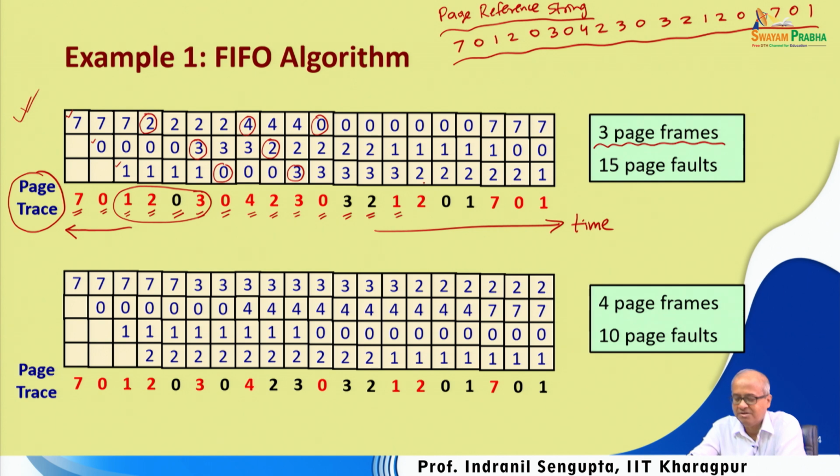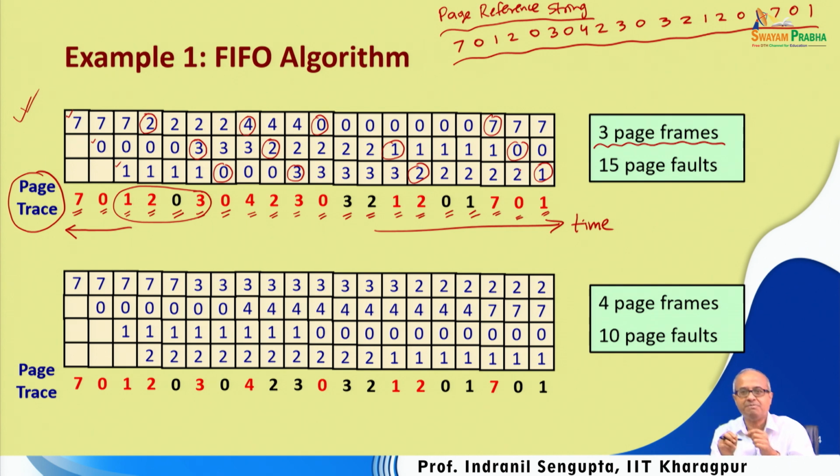Next is 1, so replace 2 and bring in 1. For 2, replace 3 and bring in 2. 0 is already there, no page fault. 1 is also there, no page fault. For 7, replace 0; for 0, replace 1; and finally for 1, replace 2. This is how you can work it out step by step.